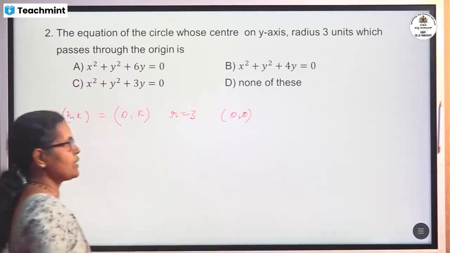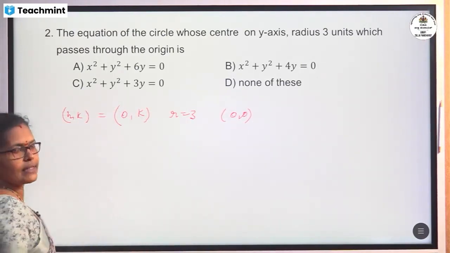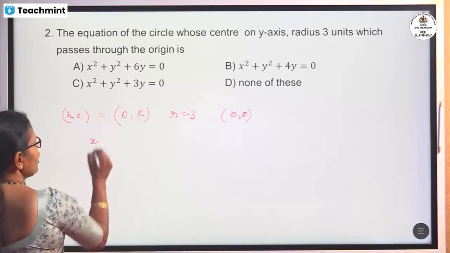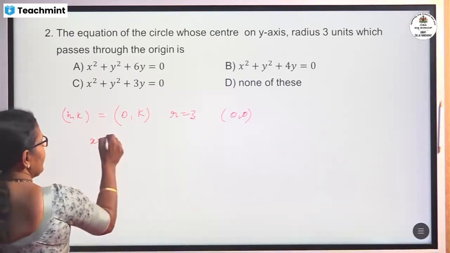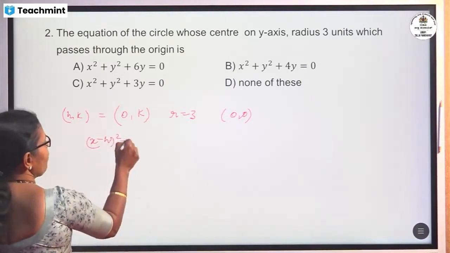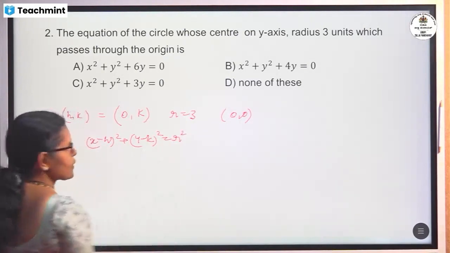x, y is 0, 0. Now, we have to write the equation of the circle. We know that equation of the circle when the center is h, k is x minus h whole square plus y minus k whole square is equal to r square.